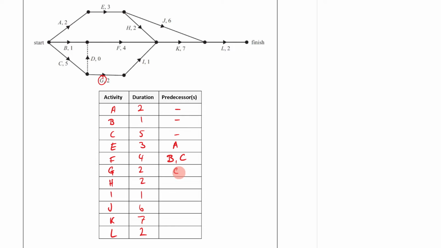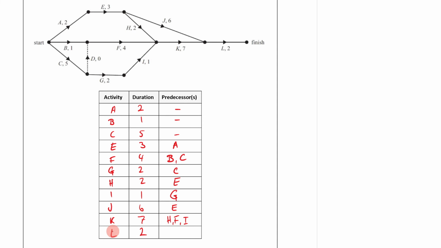All right, we keep on going. What is the predecessor of H? H is there. The predecessor is going to be E. What is the predecessor of I going to be? The predecessor of I is going to be G. What is the predecessor of J going to be? The predecessor of J is going to be E. What is the predecessor of K going to be? This one's interesting. It's going to be H, F, and I.